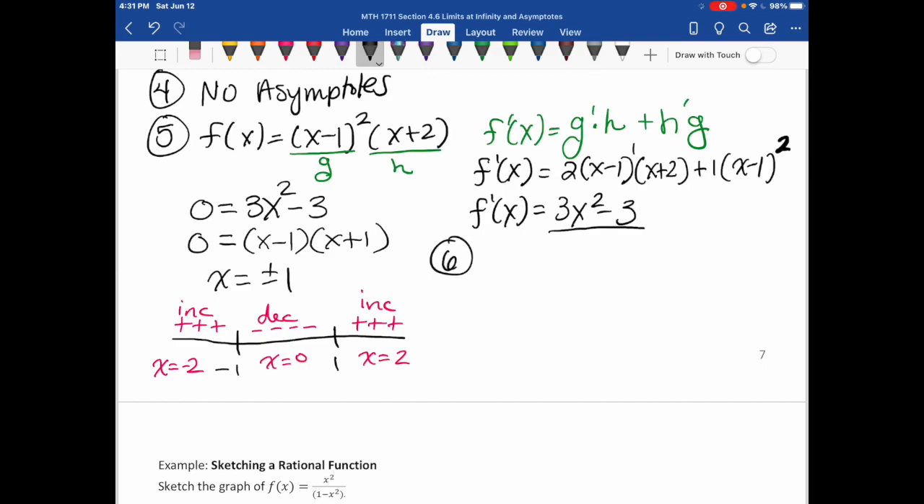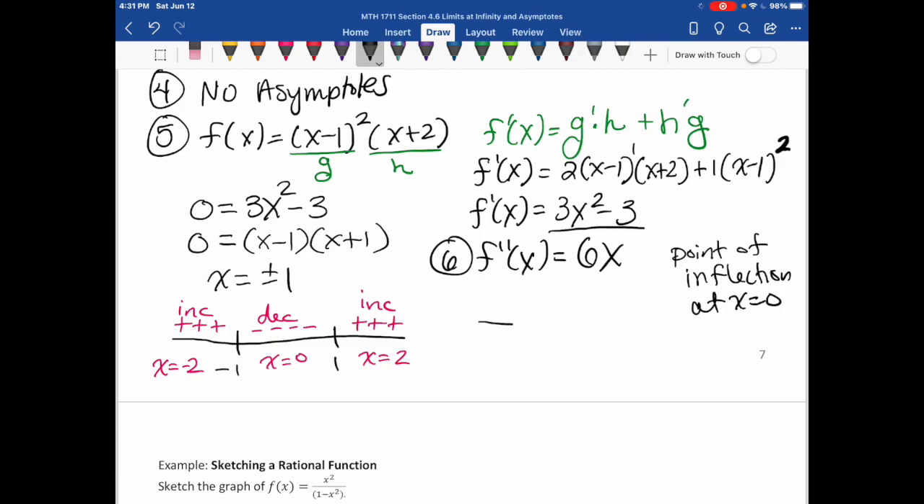Let's look at step 6. We're going to find the second derivative, and the second derivative is going to be 6x. So I'm going to have a point of inflection at x equals 0 because that's what makes the second derivative 0.